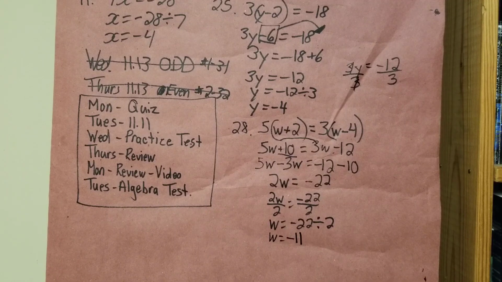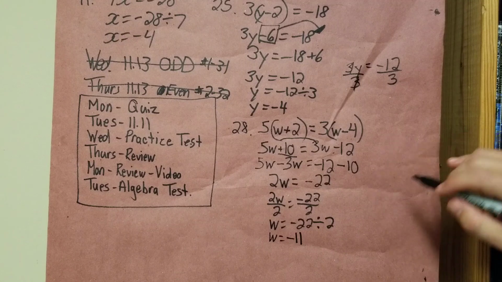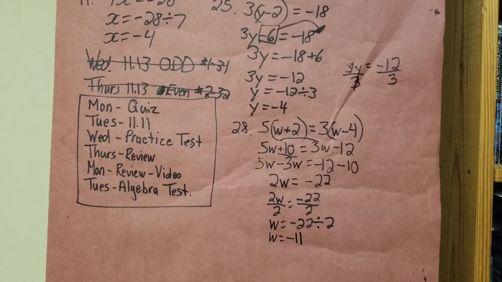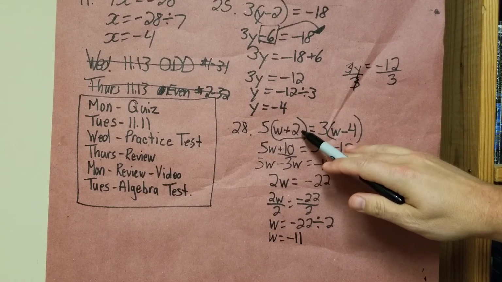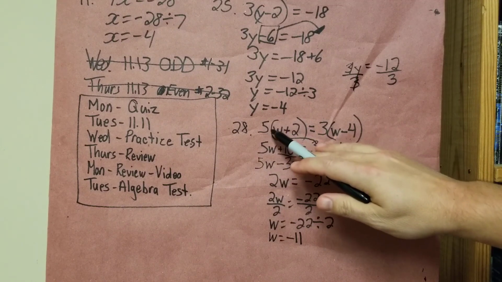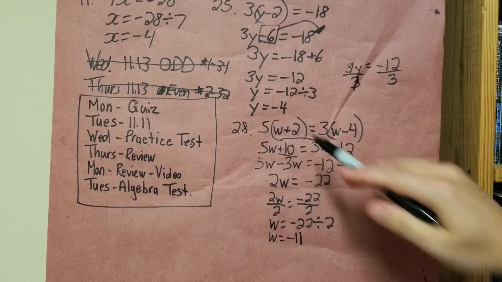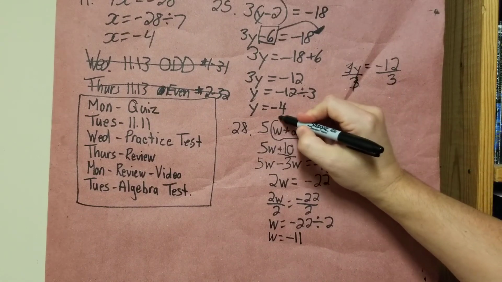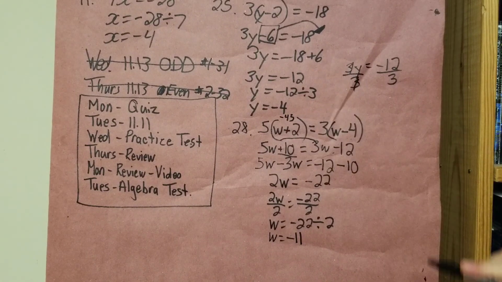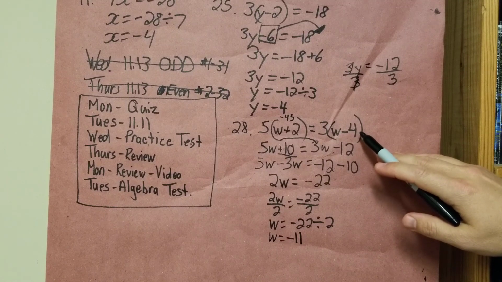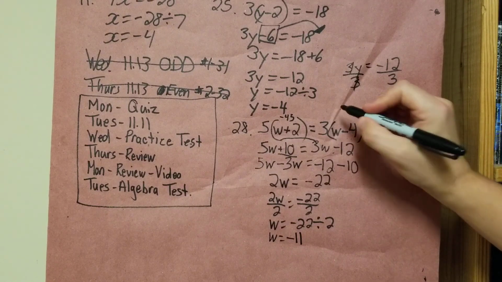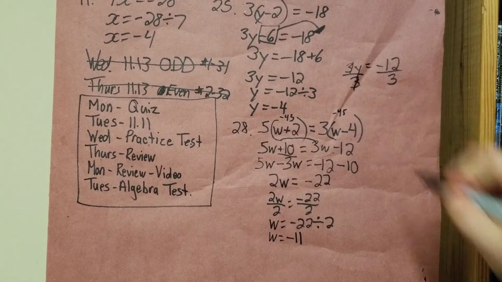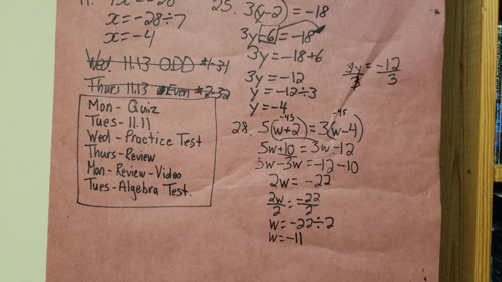Negative 11. So again, I can check. I'm not going to check with you right now, but you can check. Negative 11 plus 2, that gives me negative 9 times 5 is negative 45. Negative 11 minus 4 gives me minus 15. 3 times minus 15 is negative 45. So there, I checked without doing all the work.